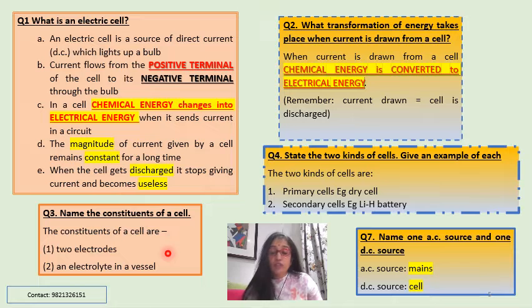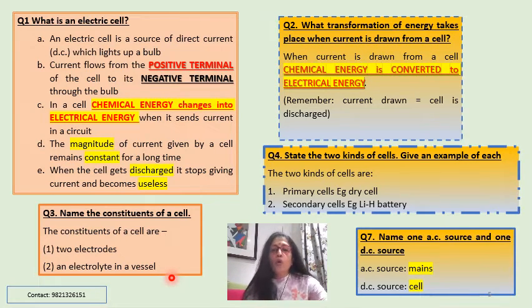Name the constituents of a cell. Constituents means what is inside it. What does it comprise? These are all words in English. Constituent means what is inside it. It contains 2 electrodes and an electrolyte in a vessel. A chemical jelly kind of liquid.